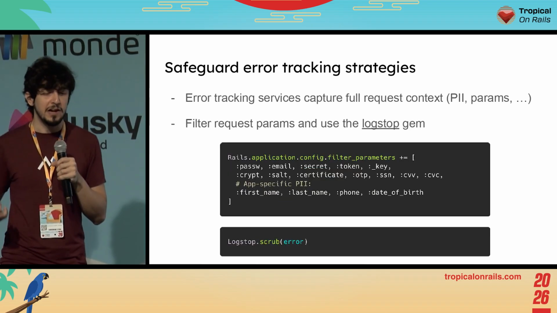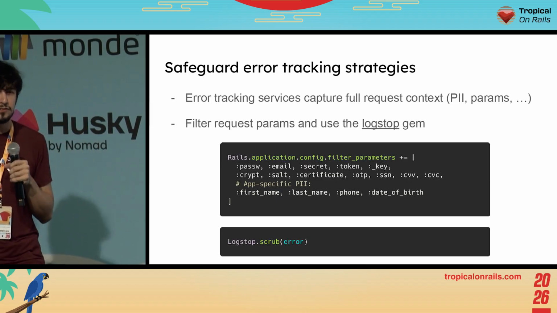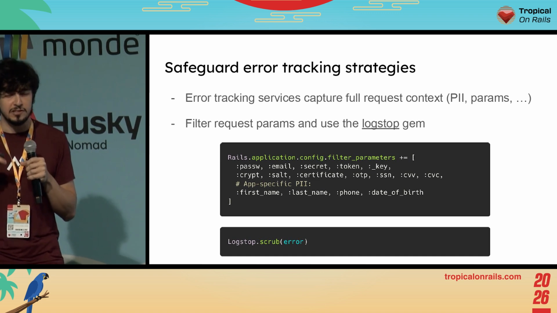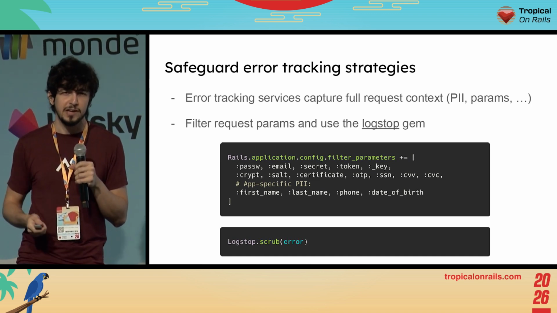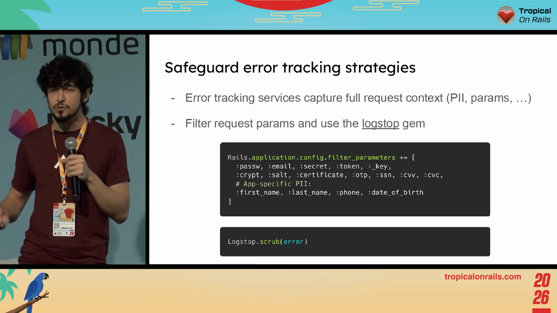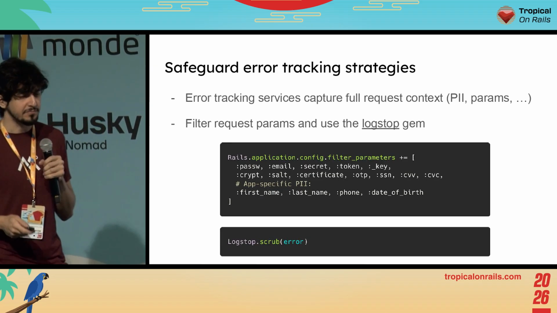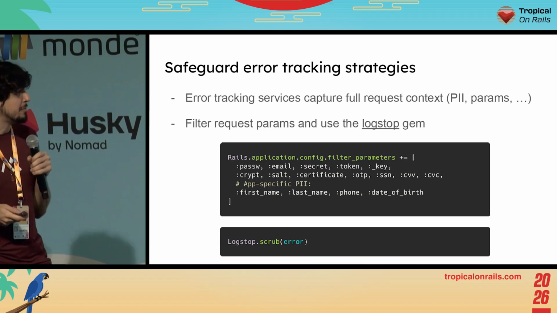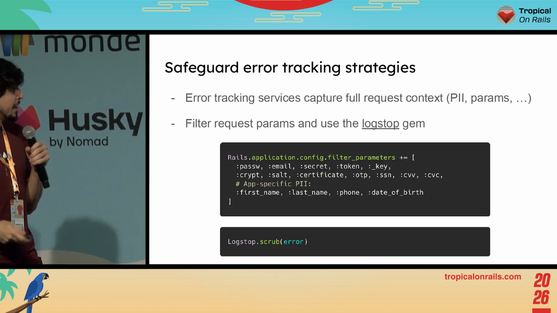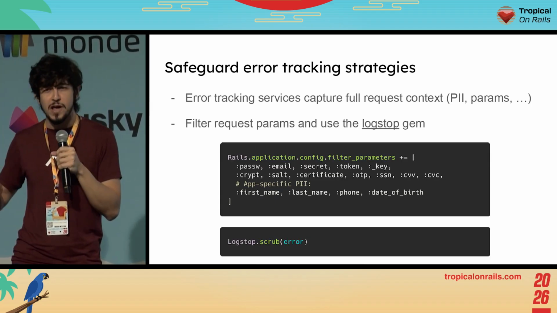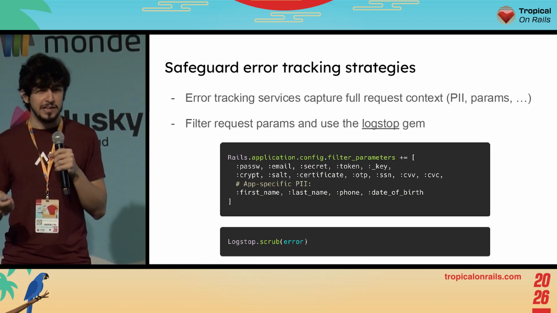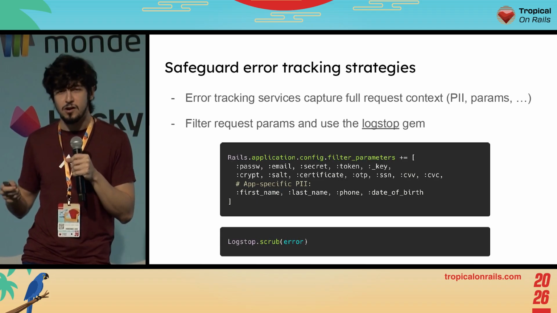You also should be safeguarding your error tracking strategies. Error tracking services usually get the full request context of your application, so any PII that is in a request body, the params, the user IP and all of those. And you probably don't need that to debug. So you should use filter request params and also the lograge gem for that. You can use the filter parameters config. It's going to remove from any request logging any attribute that has the names that you list there, so you should add there any PII of your application.